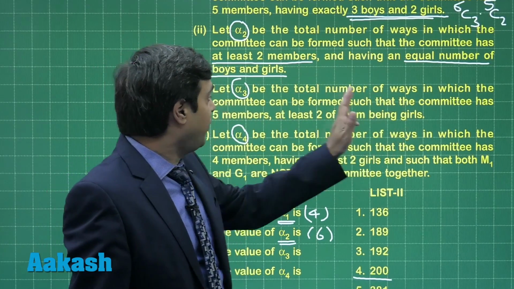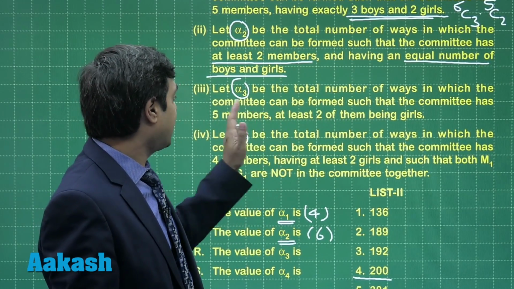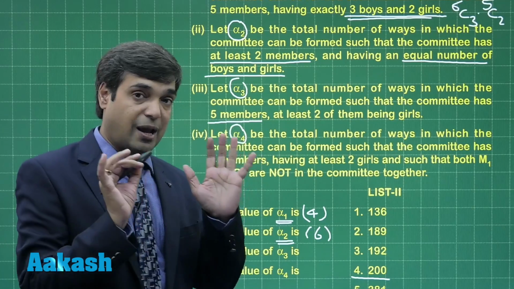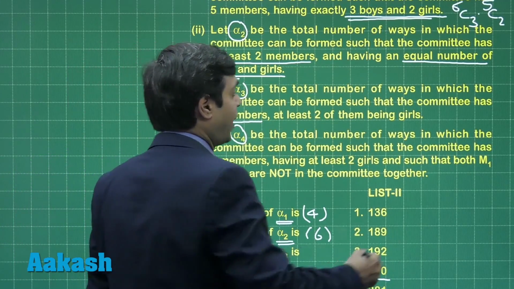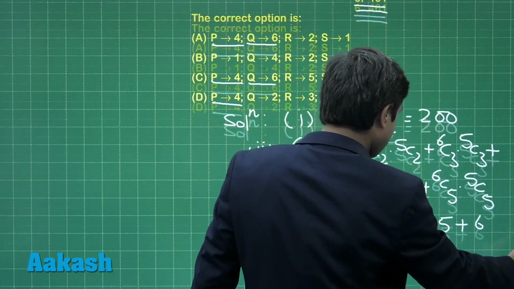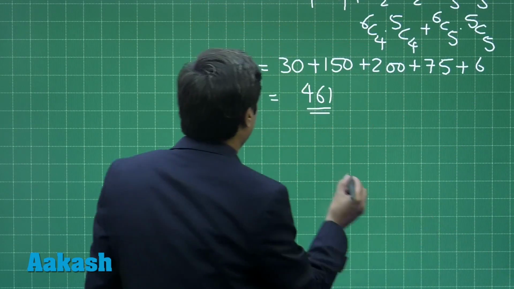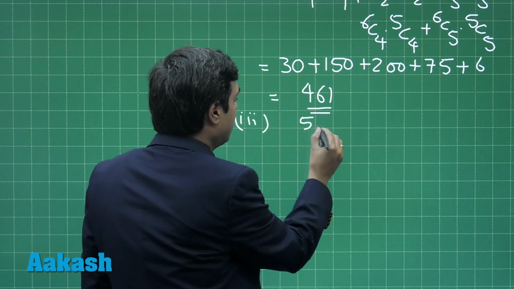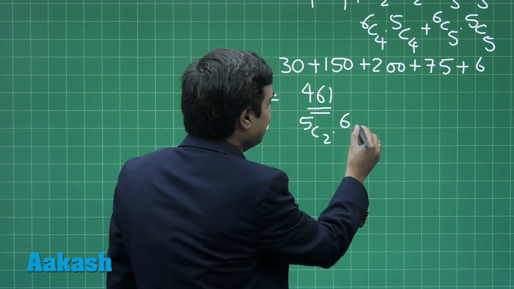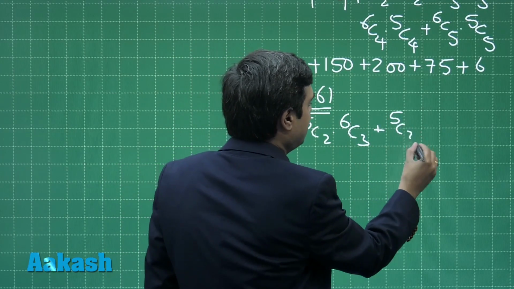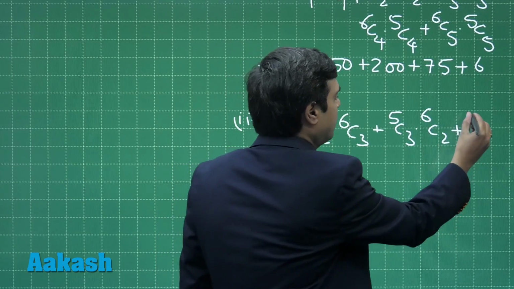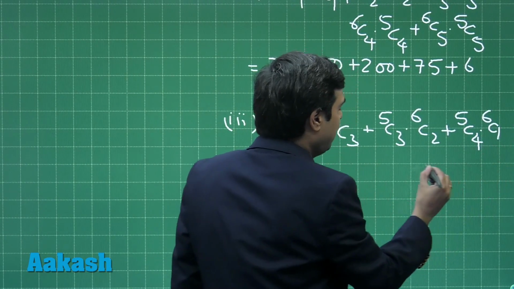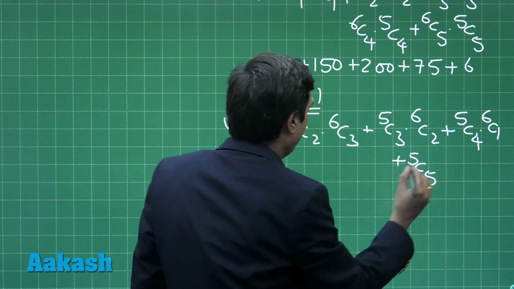Alpha 3 be the total number of ways in which committee can be formed such that committee has 5 members, at least 2 of them being girls. Now, this time the number of members is fixed equal to 5. So, total 5 members with at least 2 girls. So, the third case, at least 2 girls, meaning 5C2 into 6C3, 5C3 into 6C2, 5C4 into 6C1 and 5C5.